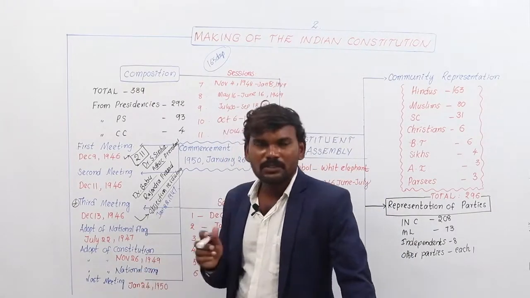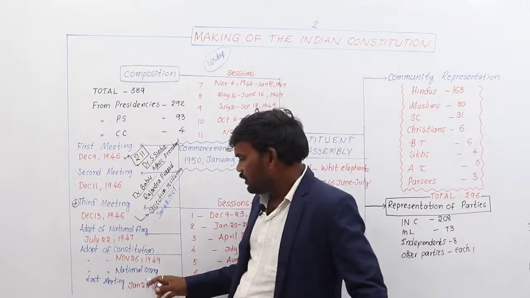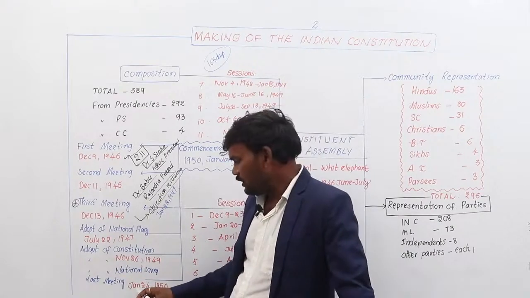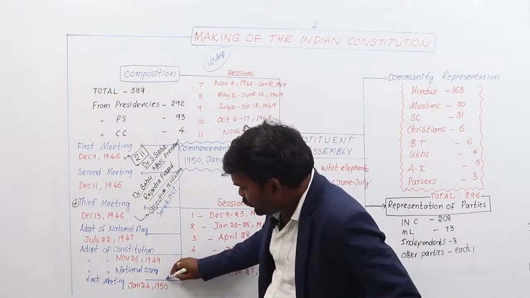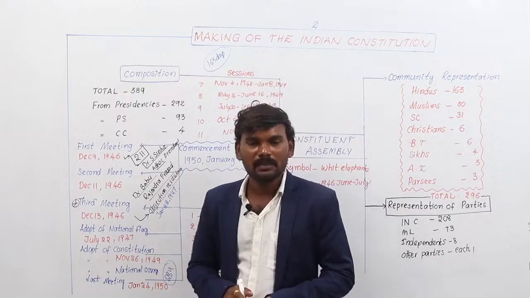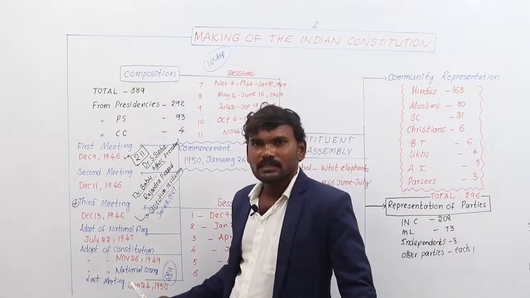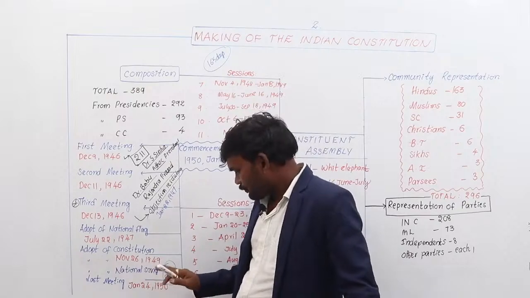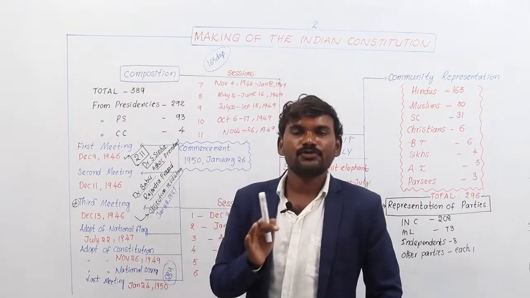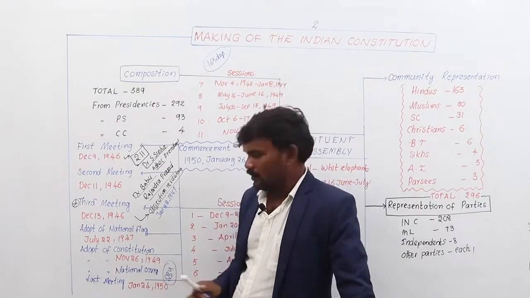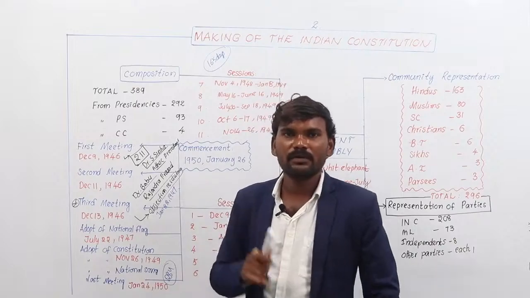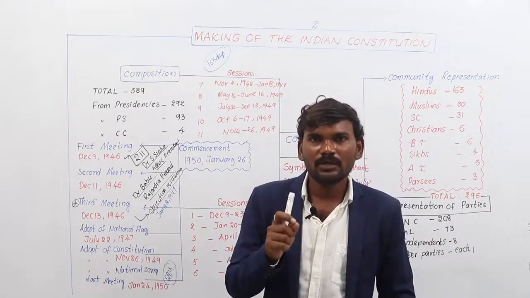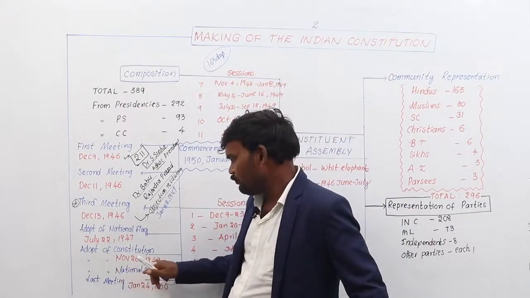Coming to the next one, the last meeting. The last meeting of the Constituent Assembly was held on January 24, 1950. Out of 299, 284 members attended the last meeting, and they put their signatures on the draft of the Constitution, which was adopted on November 26, 1949.